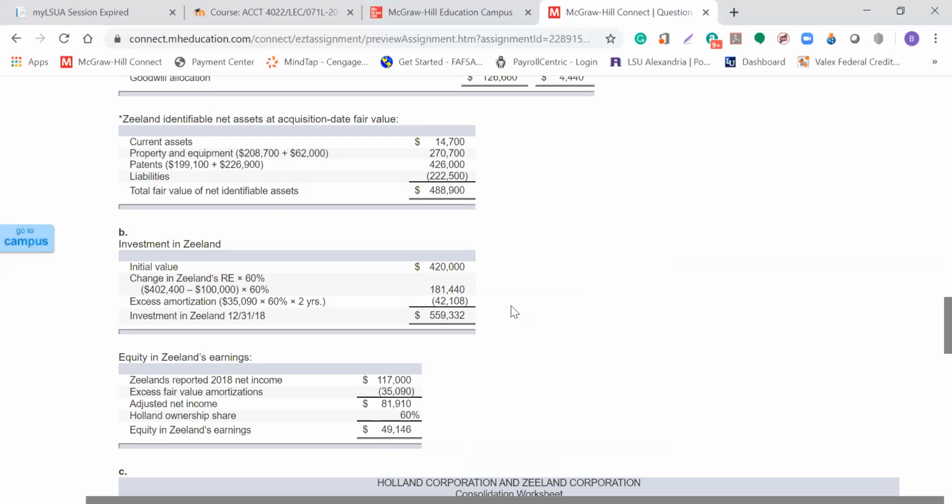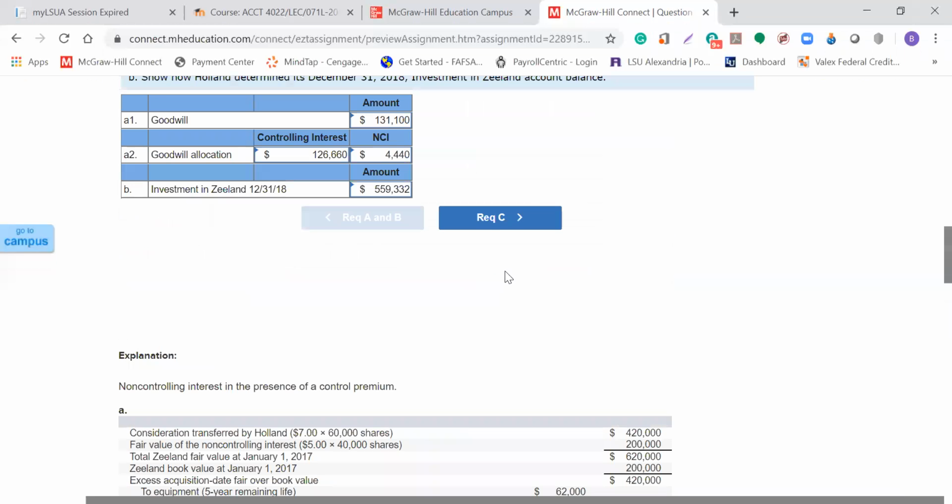Equity in Zealand's earnings: your net income was $117,000. Your excess fair value amortizations have to be removed. Adjusted net income becomes $81,910. You have 60% ownership, which means your equity in Zealand's earnings, the portion you're entitled to, is $49,146.